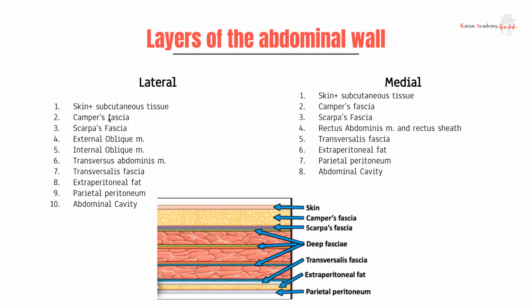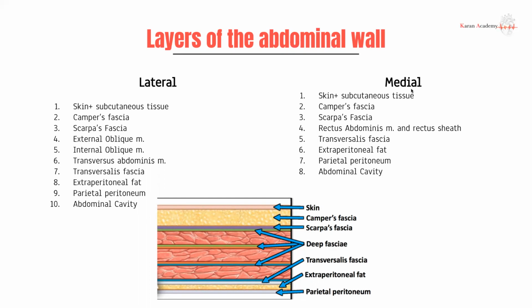So laterally, we have skin, subcutaneous tissue, then two layers of fascia. The way I like to think about it, Camper: camping is high up in the mountains, which is why Camper's is more superficial. Then you have Scarpa's, external oblique, internal oblique, transversus abdominis, which we mentioned. Below that is the transversalis fascia, and then you move into the peritoneum. Then you have extraperitoneal fat, parietal peritoneum, and the abdominal cavity.